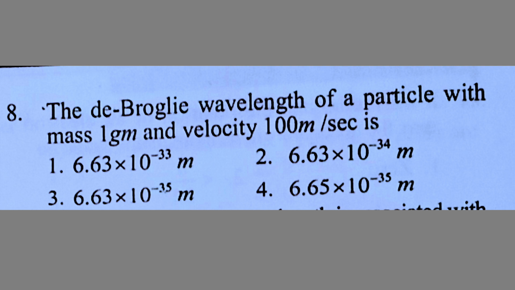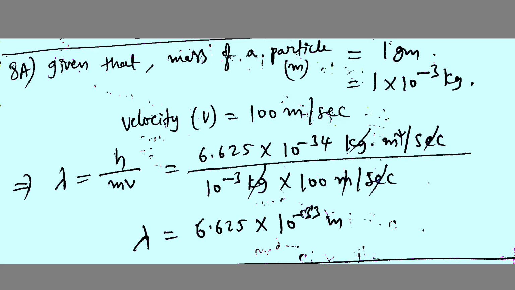Now the next problem is, the de Broglie wavelength of a particle with mass 1 gram and velocity 100 meter per second is. Now let me do the answer. Given that mass of a particle is equal to 1 gram, if you convert into kgs, then 1 into 10 to the power of minus 3 kg. Velocity v is equal to 100 meter per second. Now lambda is equal to h by mv. If we substitute all the above values in this formula, then we get answer, that is lambda is equal to 6.625 into 10 to the power of minus 33 meters.